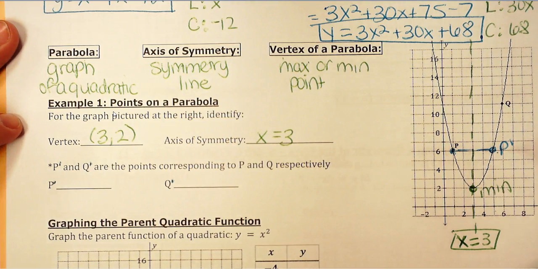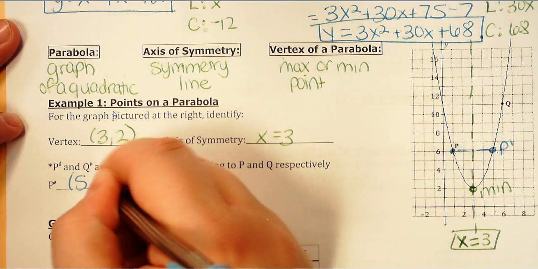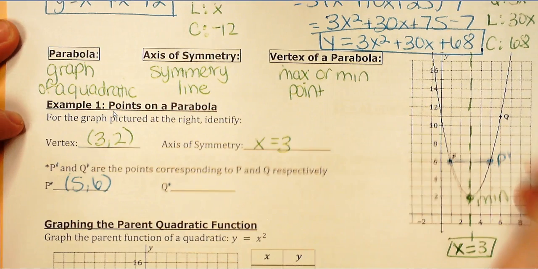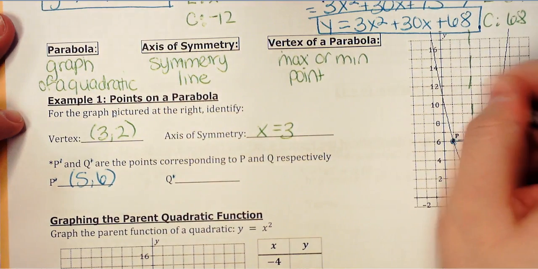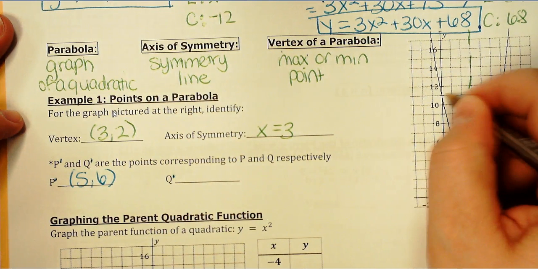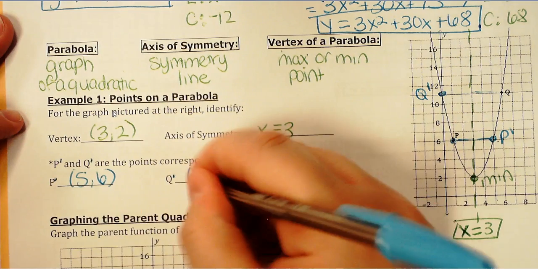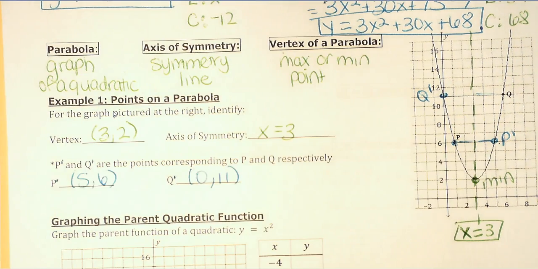So this is going to be, to write down the point, 5, 6. Same thing, here's Q. Now this is going to go the other direction, but it's just a reflection over your axis of symmetry. So 3 spots away, 3 spots away, that'd be your Q prime, and the point there is 0, 11, to write that down.